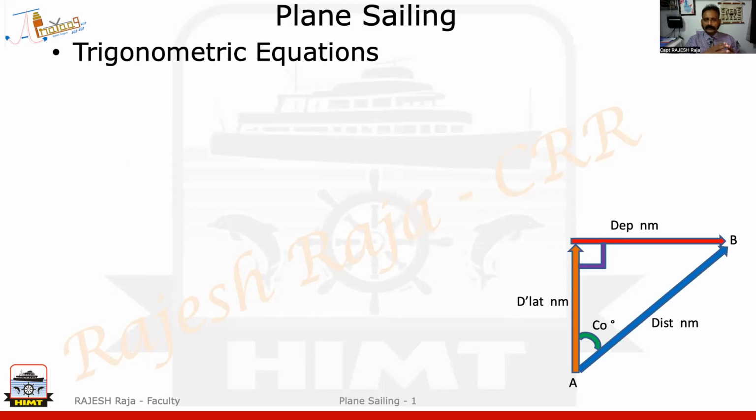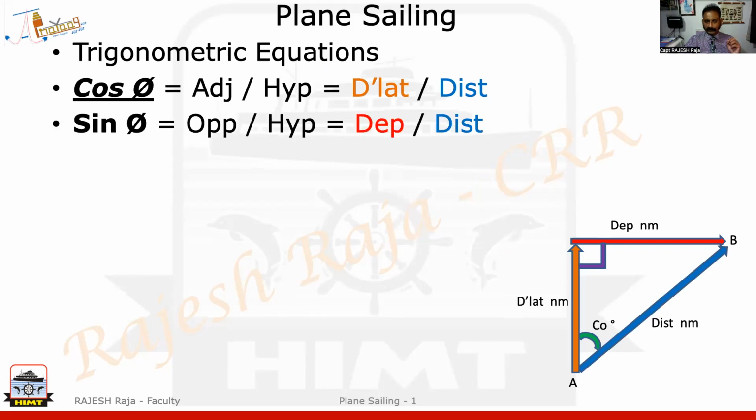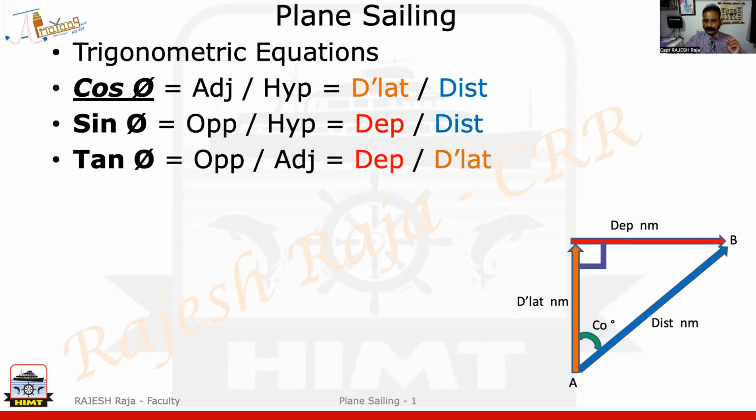Now let us look at the equations. Simple trigonometric equations are used in the plane right angle triangle. Obviously, for a course, you'll have an adjacent side, opposite side, and your hypotenuse. You can use Pythagoras theorem also to solve these sides. You can see the right angle is at the junction of DLAT and departure. So what is cos theta? It is DLAT by distance. Sin theta is departure by distance. Tan theta is departure by DLAT. I have put the trigonometric relation also on the left side, so you can have a look at it.